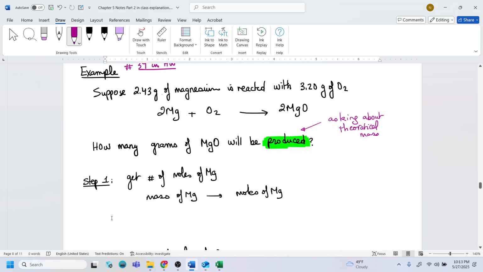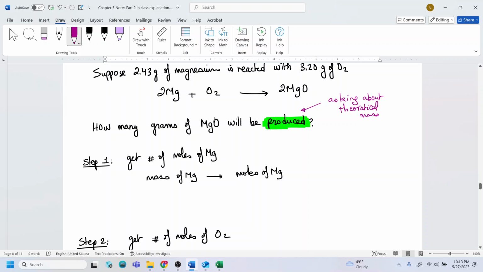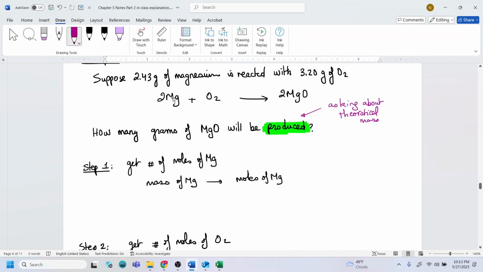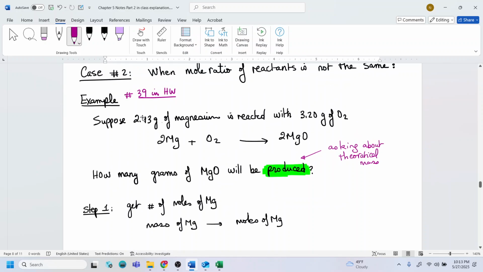So these are the steps that I want you to follow in this case. We're still going to get the number of moles of magnesium and the number of moles of oxygen. So get the number of moles of the reactants as usual. Okay, so we have the mass of the magnesium. You should be given the mass of each of the reactants.